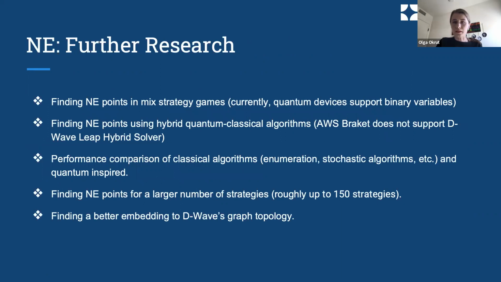Of course, we should admit that this was the first research done in finding Nash equilibrium points in pure strategies, and certainly it has some areas for further improvement. For instance, it would be nice to solve Nash equilibrium for mixed strategy games, which is impossible right now due to the current limitations of quantum hardware. A hybrid classical-quantum algorithm could also enhance the outcomes in terms of performance and quality of solutions for problems with 50 or more strategies. Also, solving games with 150 strategies.